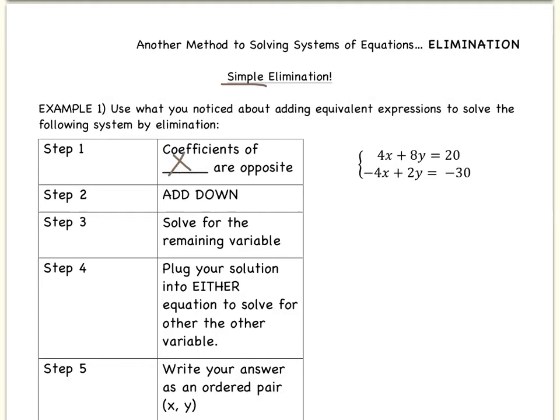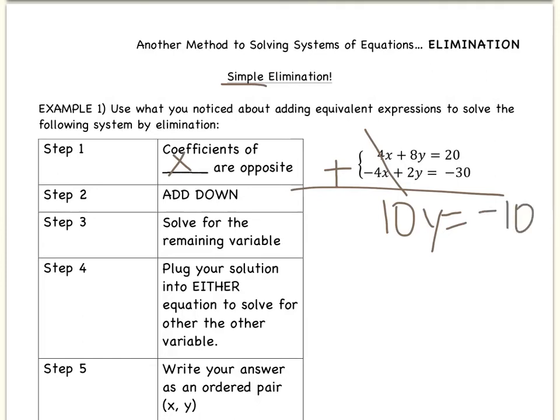Since 4x and negative 4x are opposites, that means if I add down 4x and negative 4x, those cancel out. They eliminate. Now when I add everything else down, 8y plus 2y gives me 10y. I'm going to bring down my equal sign. 20 minus 30 gives me negative 10. Now for step 3, I need to solve for the only variable remaining. The only variable I have left is y.